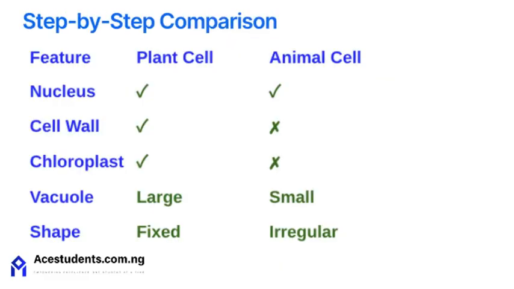Let's compare both cells side by side. Both have a nucleus, but only plant cells have a cell wall and chloroplast. Plant cells also have large vacuoles and a fixed shape, while animal cells are more irregular.